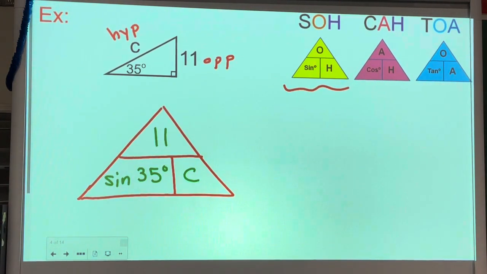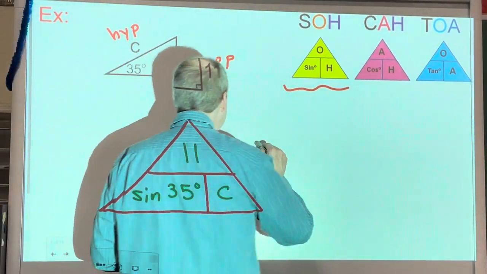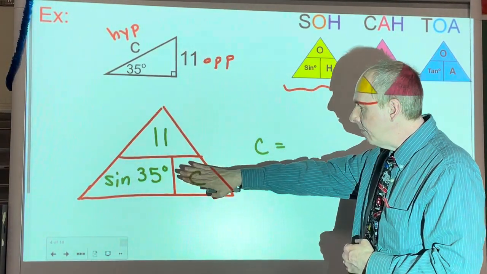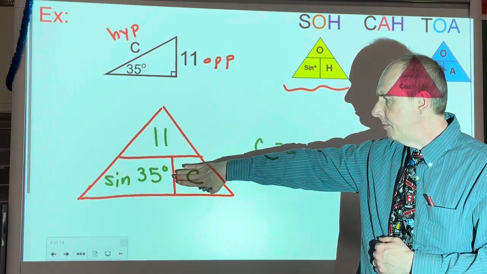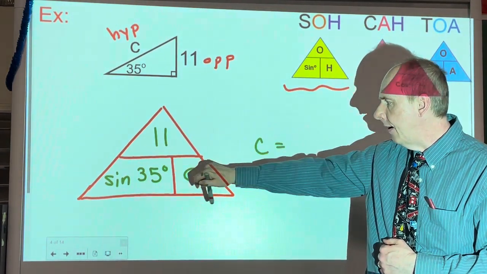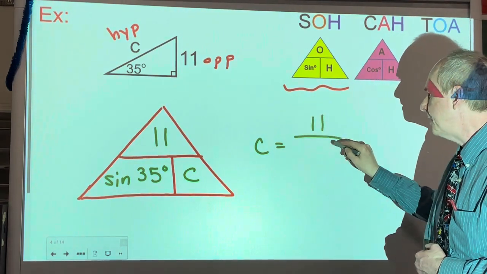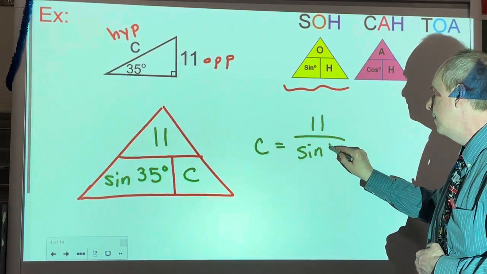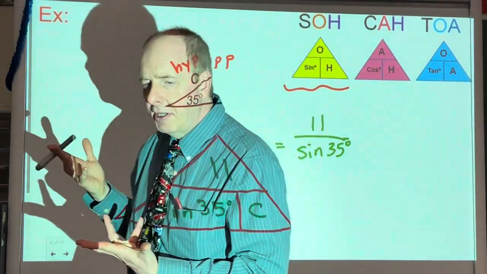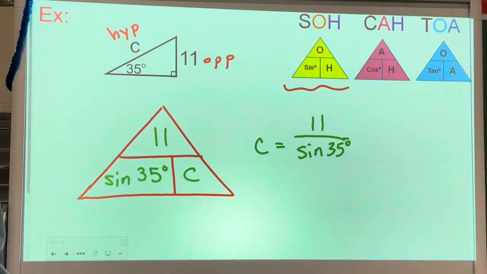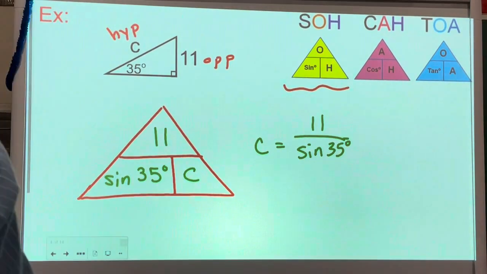Well, this visually shows me how to solve it. If I say C is equal to, cover up the missing piece, cover up what I'm looking for, I get 11 over sine of 35. We put that in a calculator, we've got our answer. So let's put that in our calculator and see what we get. 11 divided by sine of 35.